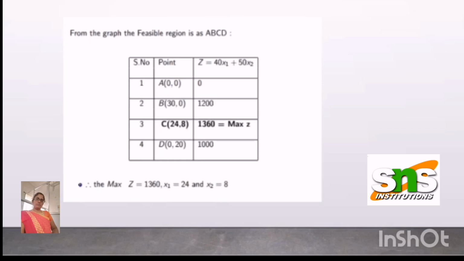Among these 4 values, the maximum value is 1360. This is the optimal solution. Therefore, the optimal solution is: maximum z = 1360, with x1 = 24 and x2 = 8.